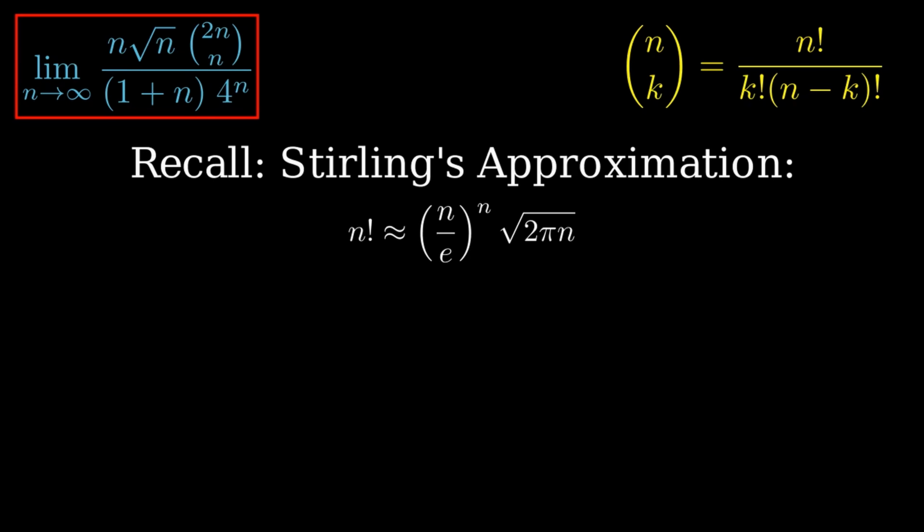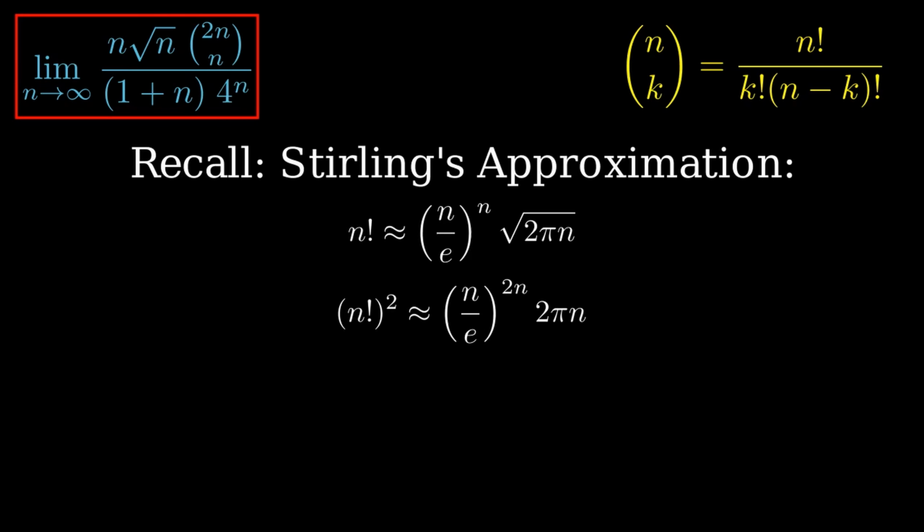Now, recall Stirling's approximation. Stirling's approximation says that we can approximate n factorial as (n divided by e raised to the first power) all raised to n, multiplied by the square root of 2 pi n. So we have (2n) factorial divided by n factorial squared. Beginning with n factorial squared, all we need to do is square everything in this formula. Doing that, n factorial squared is approximately (n divided by e) raised to 2n, multiplied by 2 pi n.